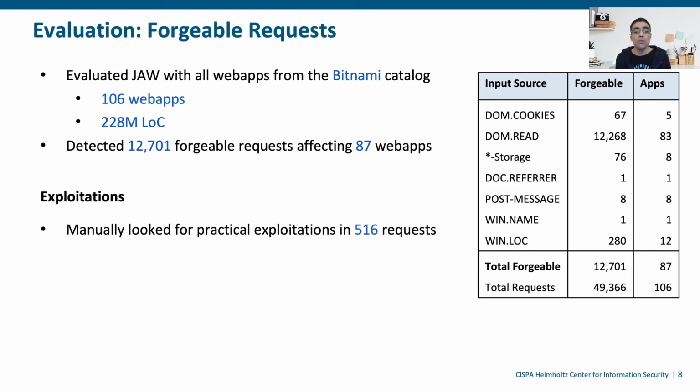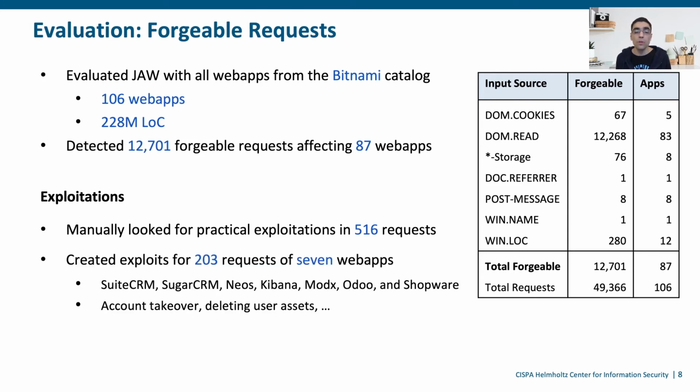Then we systematically look for practical exploitations for 516 forgeable requests. The methodology for the selection of these requests is that we first select all requests across all categories except for DOM attributes or DOM reads, given the high number of requests of this category. For DOM attributes, we randomly select one request per web application, which results in 516 requests in total. As a result of our analysis, we created proof of concept exploits for 203 forgeable requests of 7 web applications, allowing account takeover, deleting user assets, or execution of malicious queries, to name only a few instances.